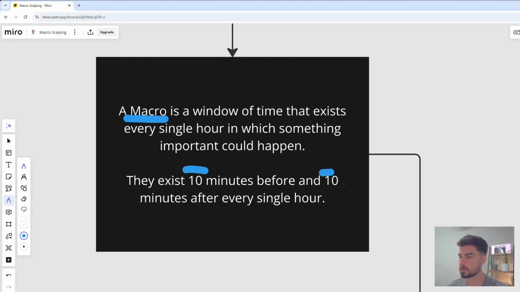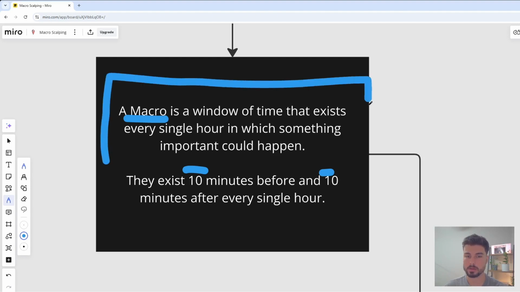For example, if you trade the New York AM session, 9:50 to 10:10, 10:50 to 11:10, 11:50 to 12:10, it occurs every hour. If you trade the London session, 1:50 to 2:10, 3:50 to 4:10, and this is just what you're looking for. It's a window of time, but you need to understand this. The macro is the window of time.